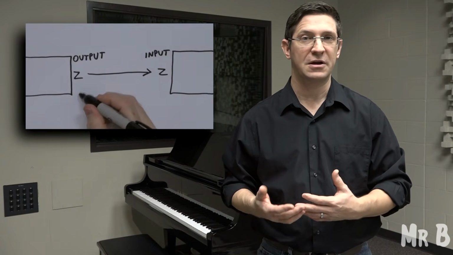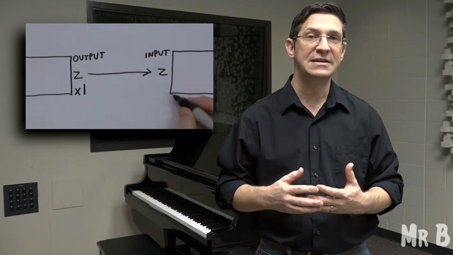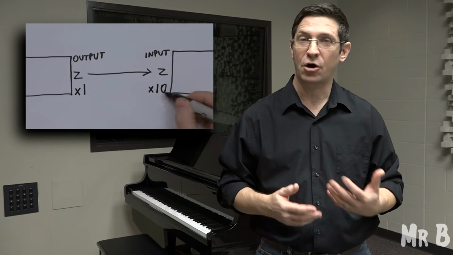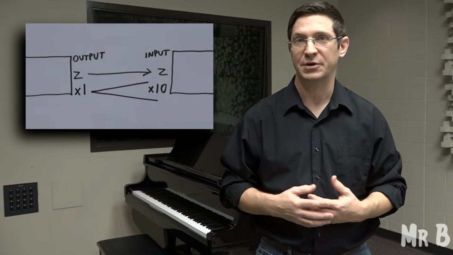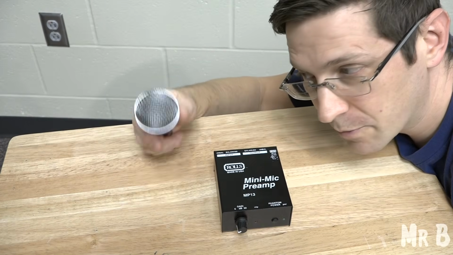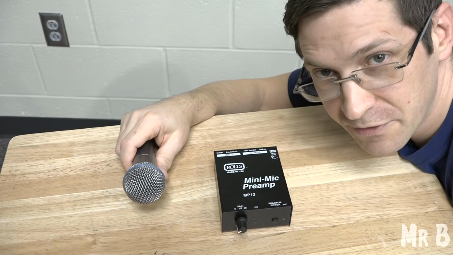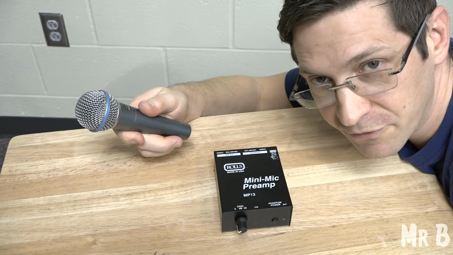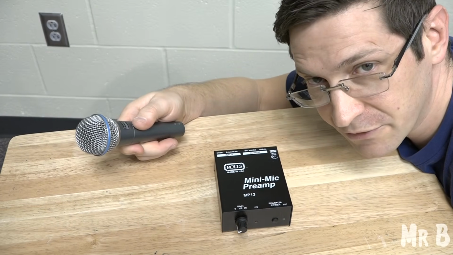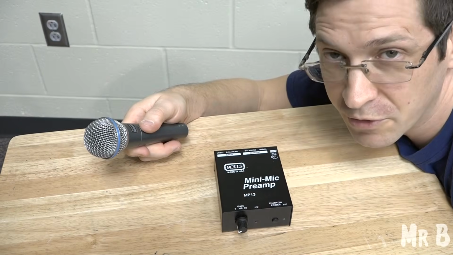Now here's the rule about output Z and input Z. The input Z of any audio device should be at least 10 times higher than the output Z of the device you're plugging into it. So let's say, for example, we're plugging a microphone into a preamplifier. The output impedance of this microphone is 150 ohms. The input impedance of this preamp is 10,000 ohms, so we're in good shape. And usually you don't even have to think about this.